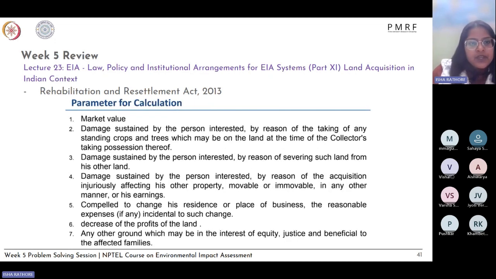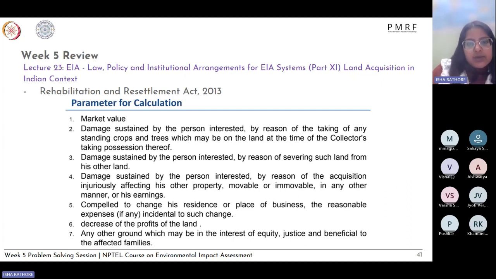of compensation. So for compensation, these are the parameters which are considered. So there's the market value, the current market value when this has been calculated of the land. The damages which are sustained by the interested or the person who's affected, and by reason of the taking of any standing crops, trees which may be on the land at the time. So the taking possession of those will also be considered.